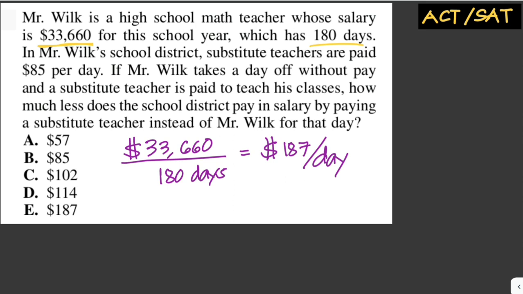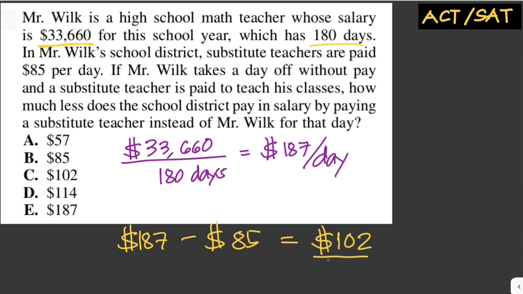Now he took a day off, and then a substitute teacher is paid to teach his classes at $85 per day. So we just have to subtract the substitute teacher's pay from Mr. Wilk's pay. So that will be $187 minus $85. So the school saves $102. So the answer here is letter C.